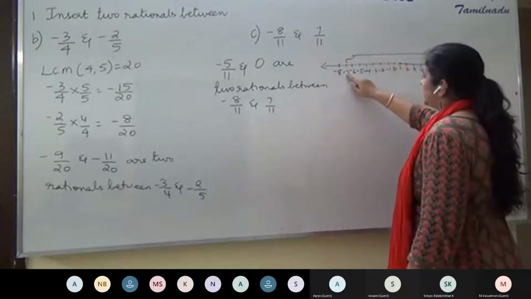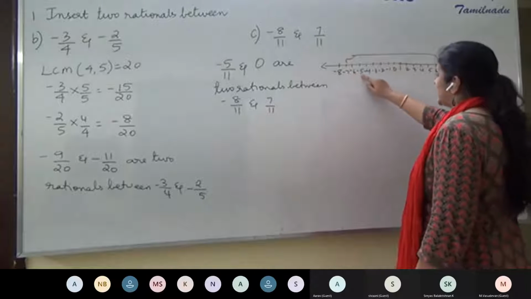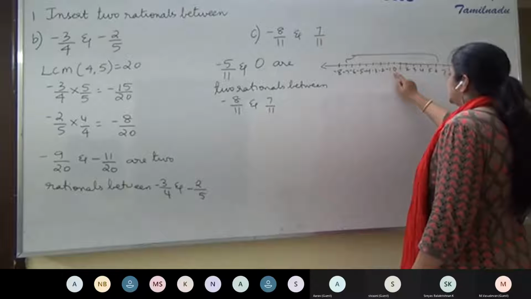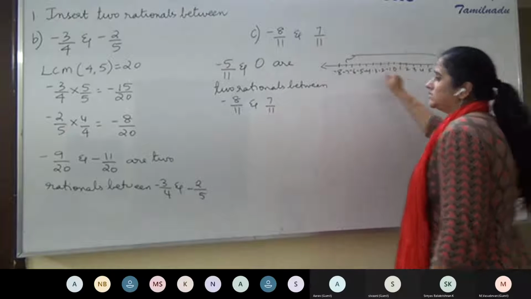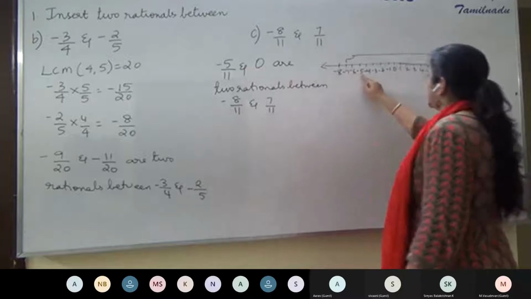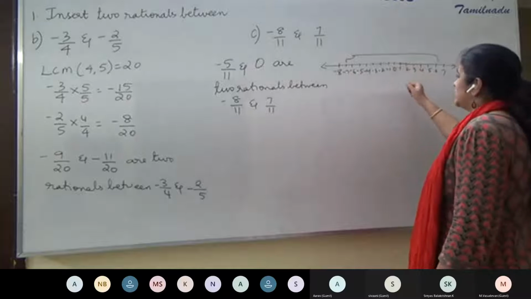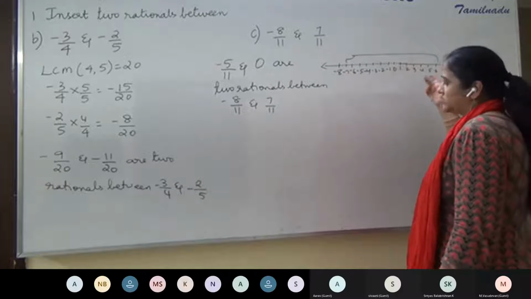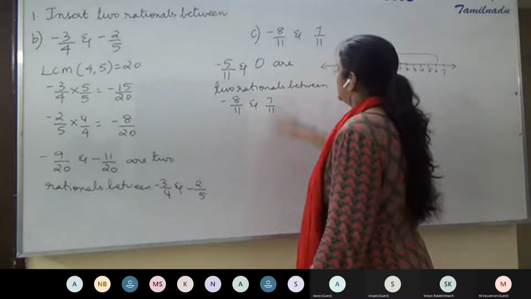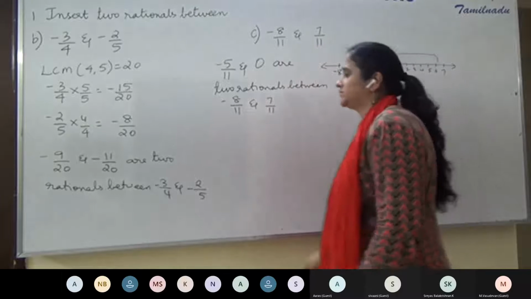So you can say minus 7 by 11, minus 6 by 11, minus 5 by 11. Similarly, 0 by 11. So what have we chosen? Minus 5 by 11 and 0 by 11, which is 0, are two rationals between minus 8 by 11 and 7 by 11.